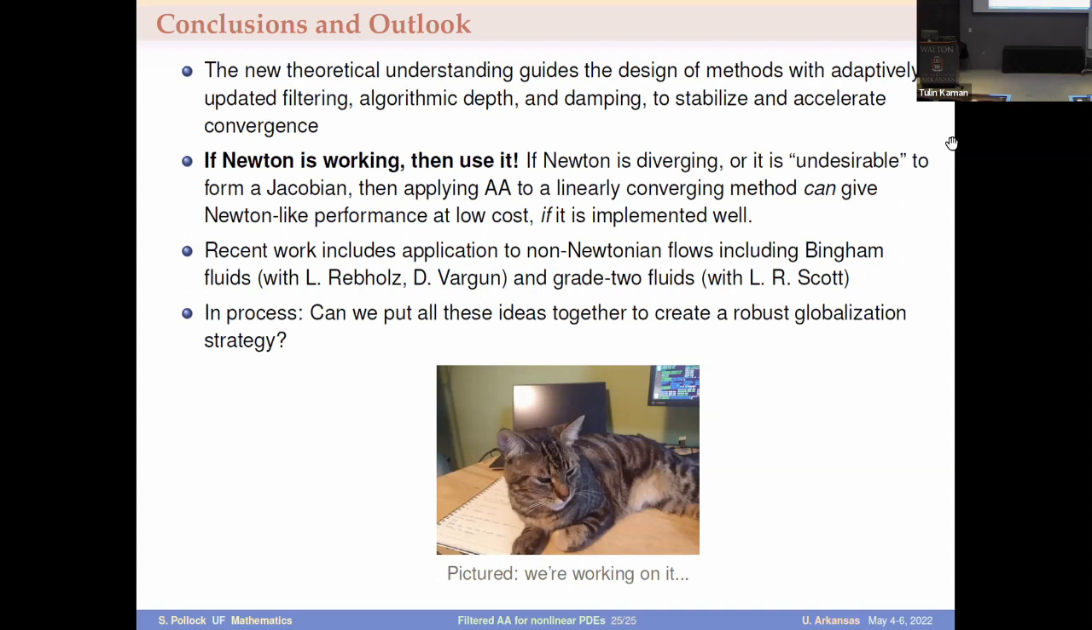Similarly, with these grade 2 fluids, if we do this in a contracting duct, there's a reentrant corner where our auxiliary variable is actually singular. If we use the acceleration, we can solve this on much finer meshes than we can without it, where first of all the number of iterations increases very rapidly as we refine the mesh, and then it just fails to solve altogether. So it's really a nice enabling technology in these situations. In progress, we're trying to put these ideas together to create a more robust globalization strategy, and this is work in progress. And that's it. Thank you.